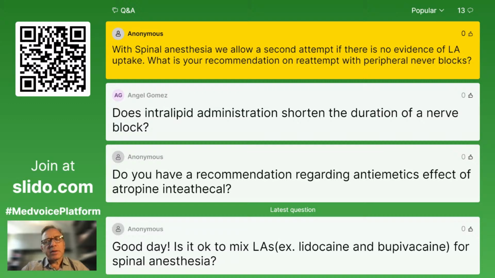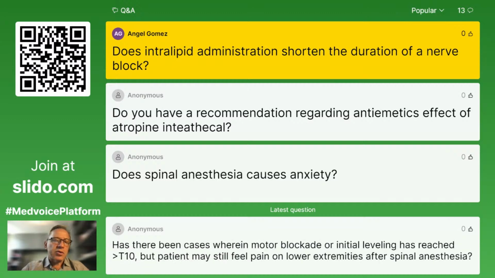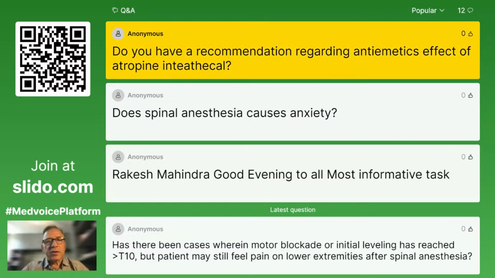Does intralipid administration shorten the duration of a nerve block? I'm not aware of that. I don't think it does, but presumably if you administered intralipid, local anesthetic toxicity happened, which means that you haven't injected this local anesthetic around the nerve. It went intravenously, and you would not really proceed with that surgery. So it's irrelevant whether it shortens the duration of the nerve block or not, because you will not even start an operation.